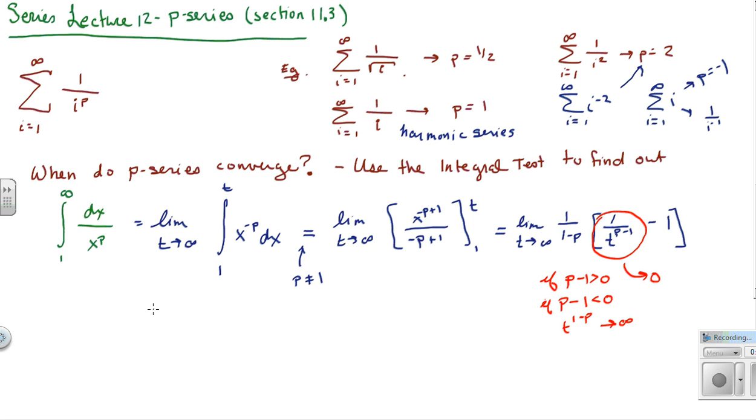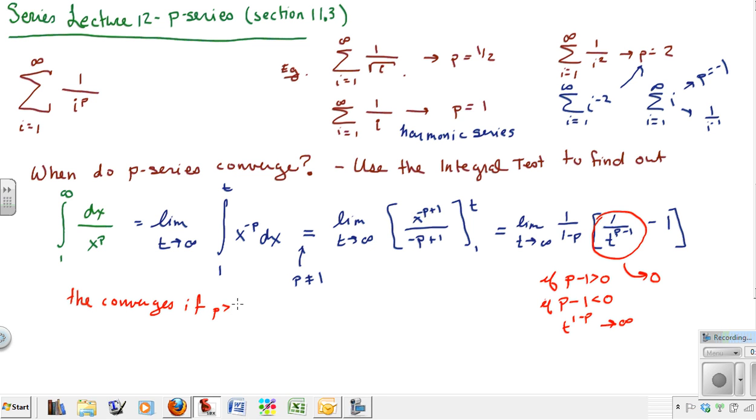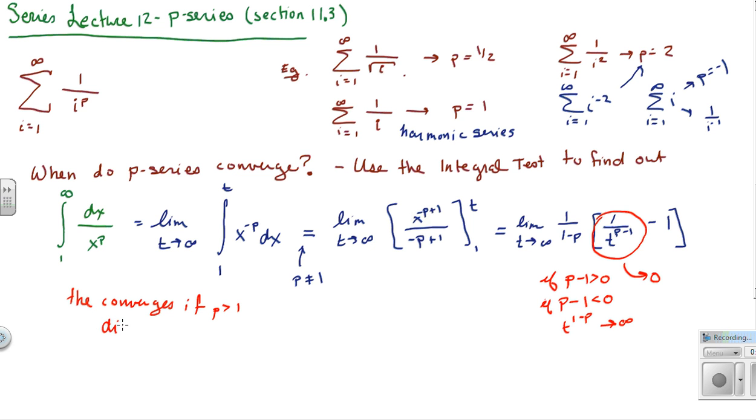So it looks to me like this converges if p is bigger than 1 and it diverges if p is less than 1. And what happens at p equals 1? At p equals 1, we have the harmonic series, which diverges. So in other words, we know exactly when these things converge and diverge.